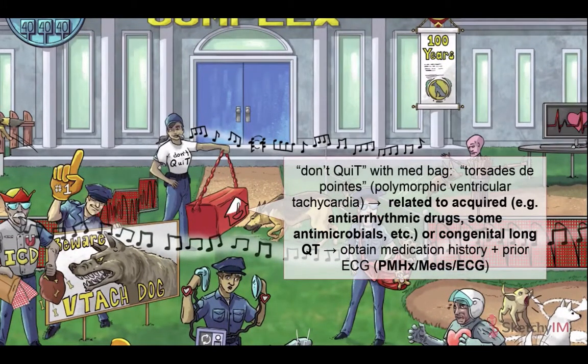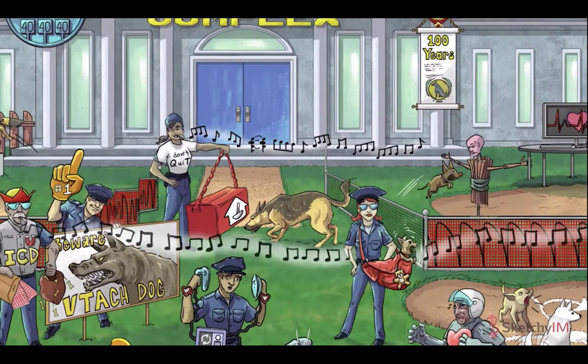Assess for a history of long QT syndrome. Checking a prior ECG can't hurt. Get a detailed medication history as well. Many medications, including antiarrhythmic drugs and some antimicrobials, prolong that QT interval.